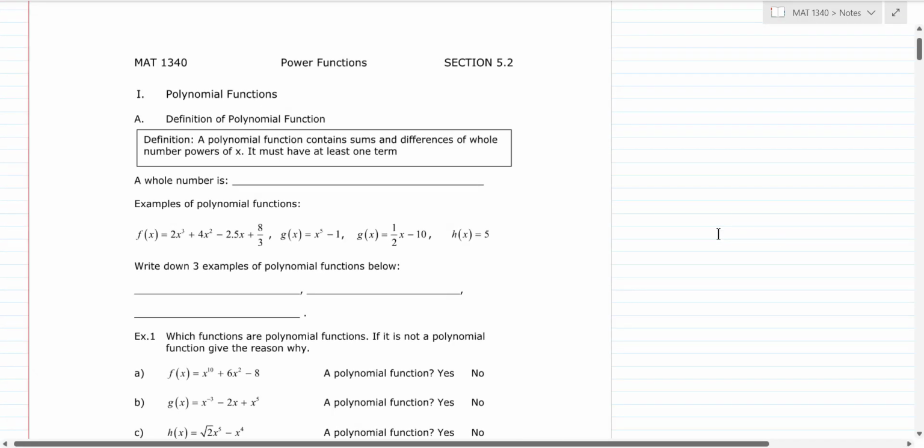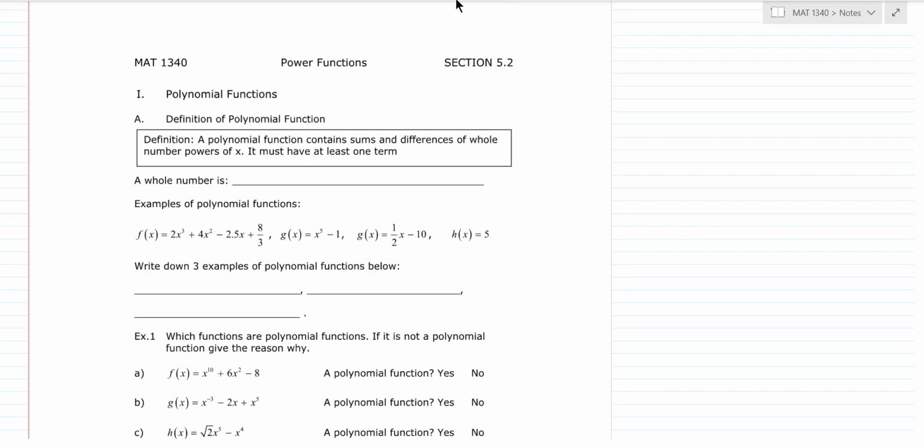So what we're in now is the point of this class where we're focusing on graphing functions a lot. The next thing we go to after quadratic functions is polynomial functions. What I'm going to do is teach you a lot of definitions today and get through that today. A polynomial is a function that contains sums and differences of whole number powers of x.